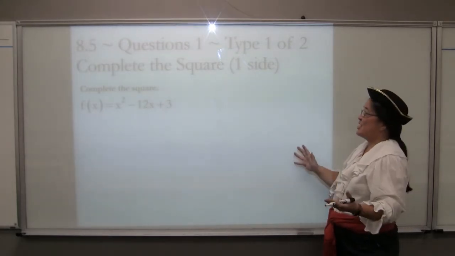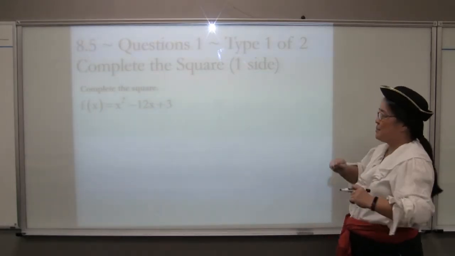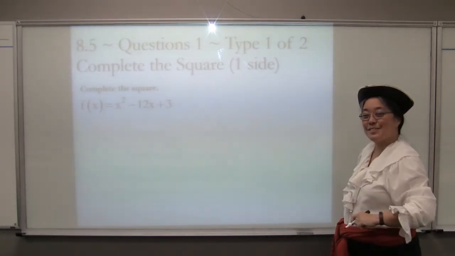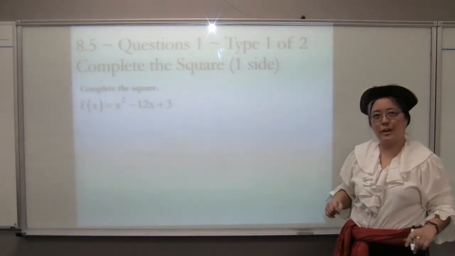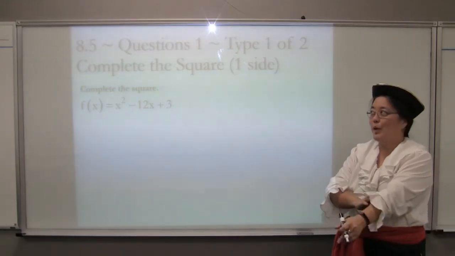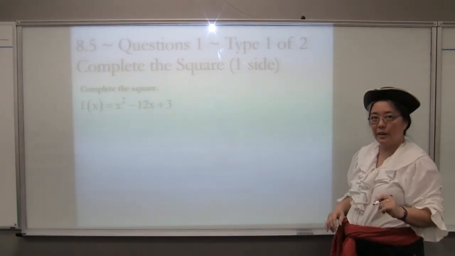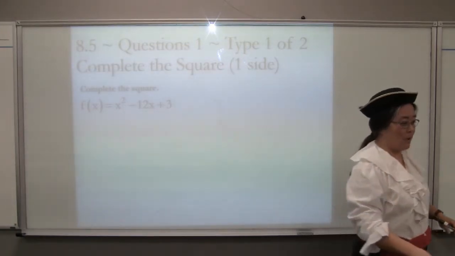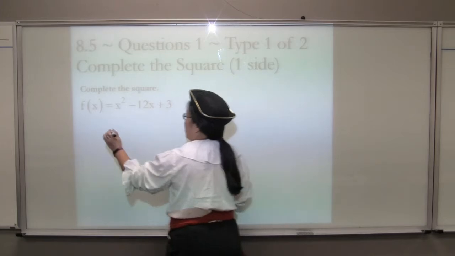Chapter 8, Section 5, Question 1, Type 1 of 2. The last section of this chapter. How awesome is that? We're going to complete the square. Do you remember back in 8.1, we were completing the square? It was to prepare you for this section right here. Woohoo! All right, here we go.